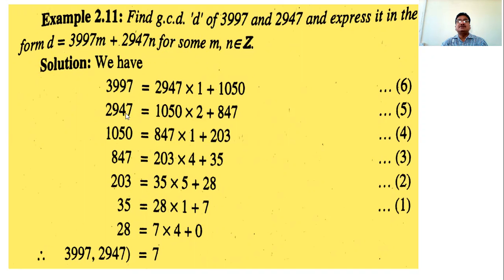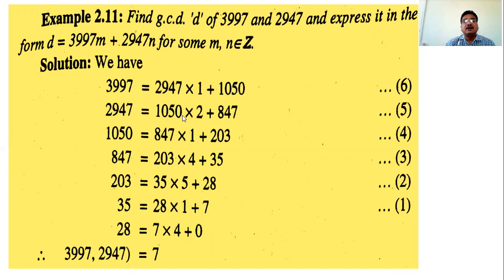So the larger number is 3997. Divide by the smaller number 2947. Then the quotient is 1 and the remainder is 1050. That is, if we use a calculator and divide 3997 by 2947, we have quotient 1 point something. So 1 is the quotient, and then 3997 minus 2947 times 1 gives the remainder. Similarly, we divide the divisor 2947 by the remainder 1050.